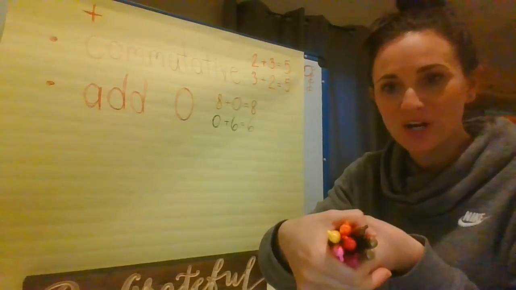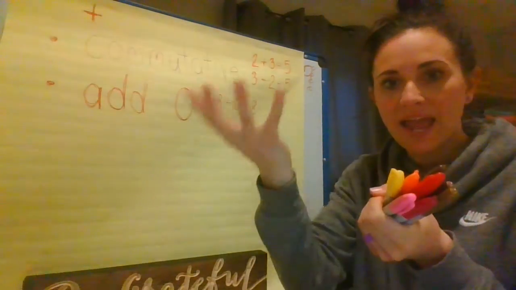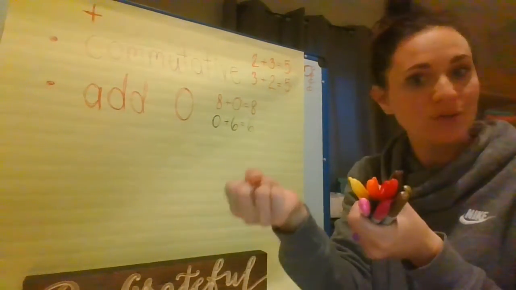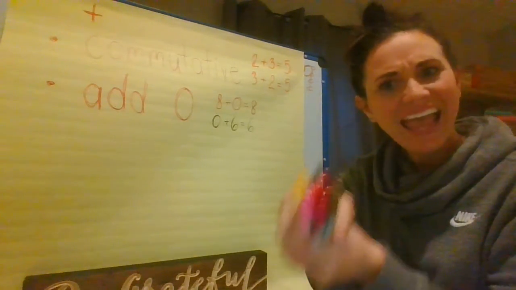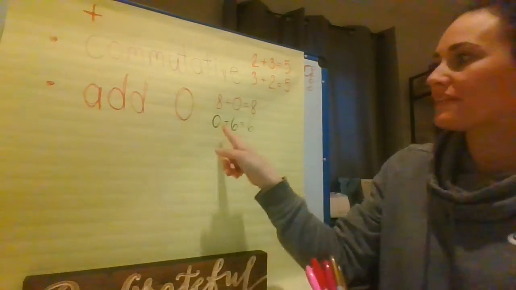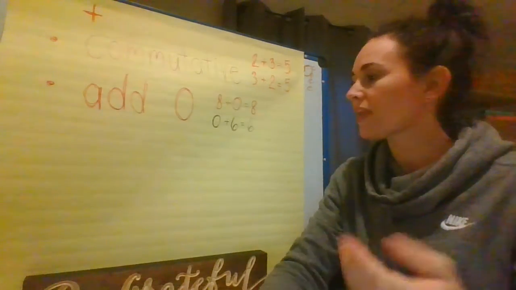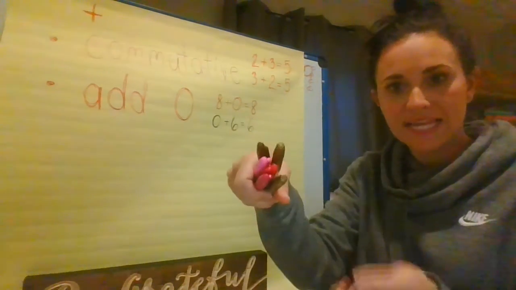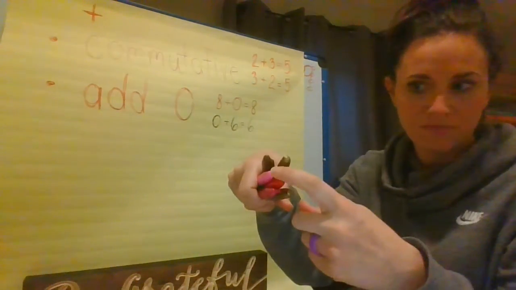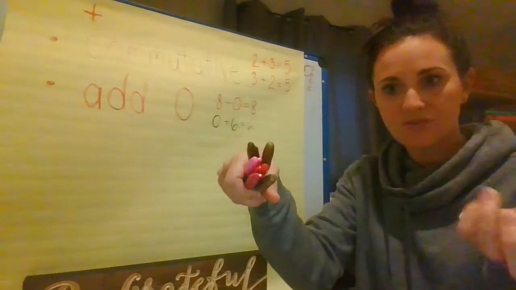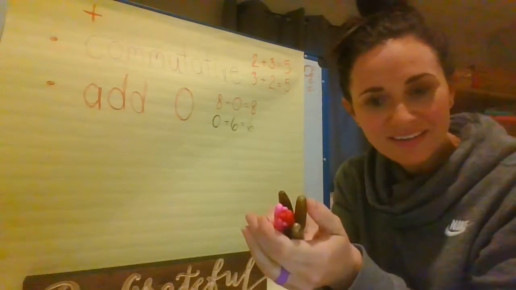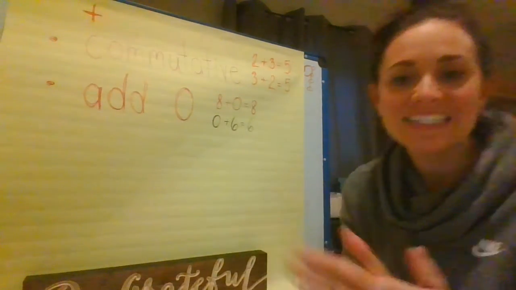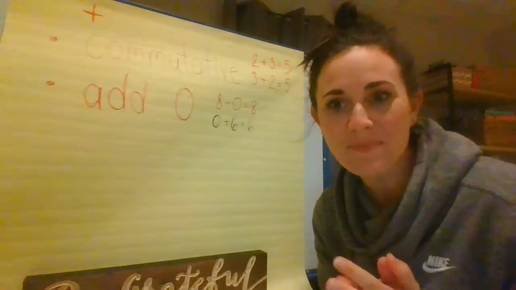I have 8 markers. If I have 8 and I add 0, so I put 0 with them, how many do I have? 8. What if I start with 0, okay, and I add 6? 1, 2, 3, 4, 5, 6. 0 and 6. If I put them together, what do I have? 6. Add 0 to a number, and the number stays the same.